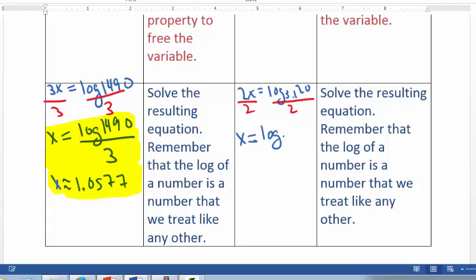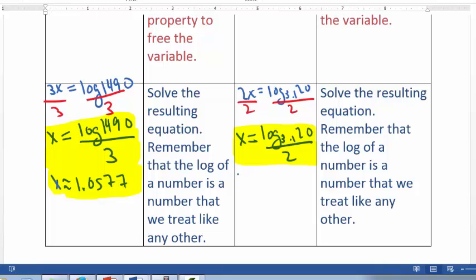This is the reason why I always like to take the log of whatever base is currently in the equation. This was base 3.1, so I just took log base 3.1. Depending on who you talk to, some people will tell you always to take base 10 or base e, but I always like to take the base of whatever the original base is. So in this case, it was 3.1.